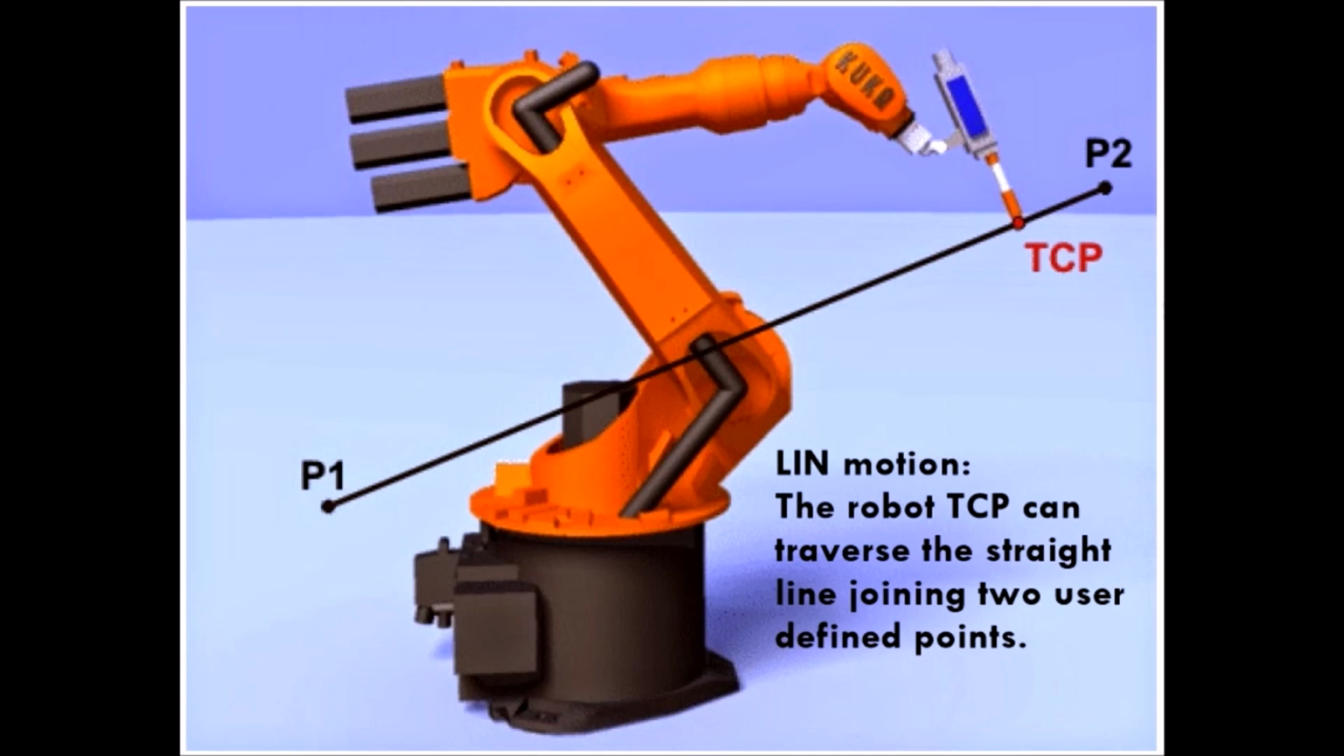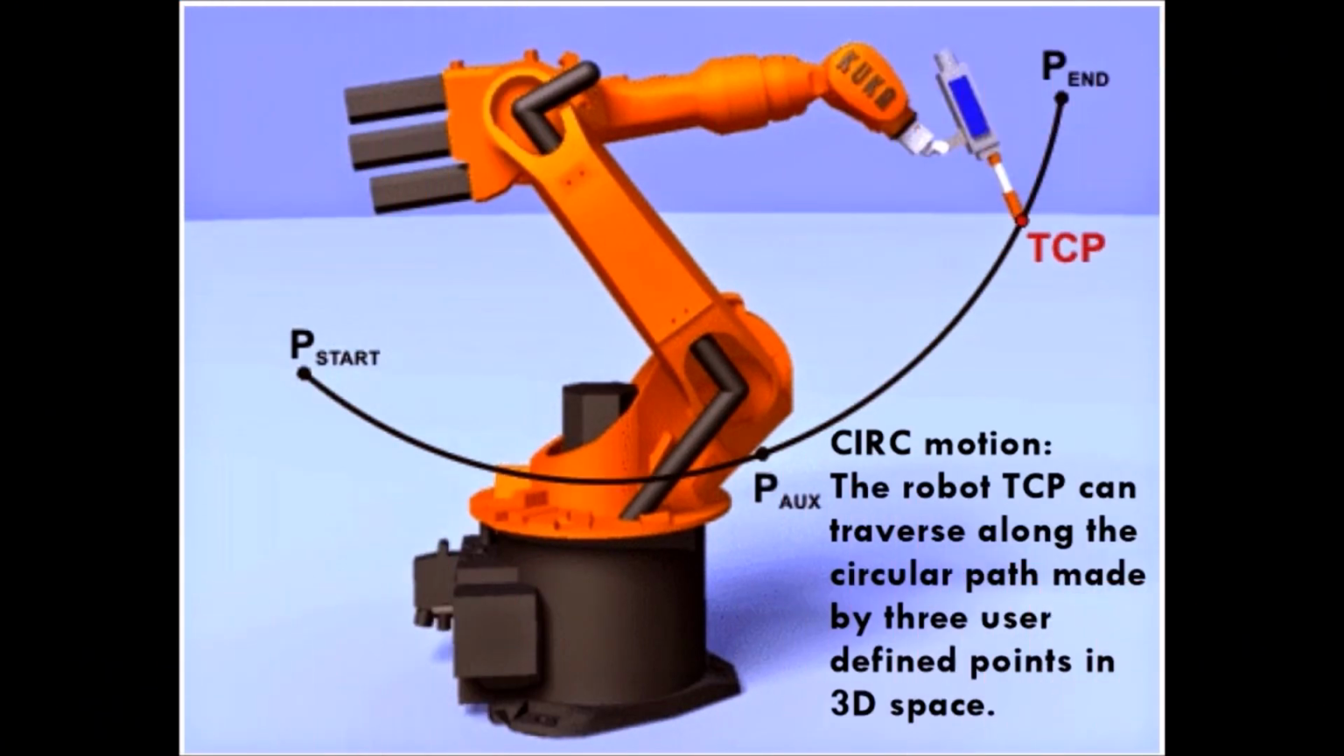Well, next, we would like to talk about the linear motion. When the linear motion function is applied for the path from P1 to P2, the TCP follows linearly and directly from P1 to P2 in a line. In other words, it goes in a straight line, and we can say that is the shortest path from P1 to P2.